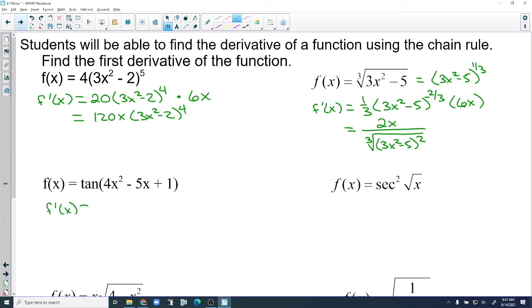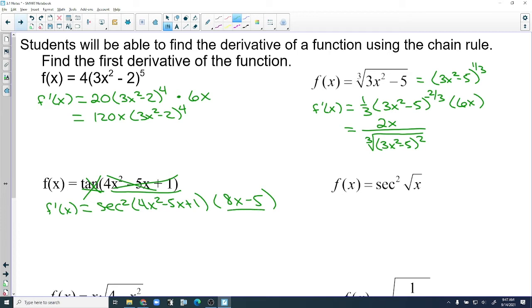F prime of x here is derivative of tangent, which is secant squared of 4x squared minus 5x plus 1. And then times the derivative of the inside, which is 8x minus 5. Now what I would not do: I took the derivative of all of the functions that appear in the original function. So I took the derivative of tangent, I can cross that off my list. I took the derivative of the inside function, I can cross that off my list, and there's nothing else to take the derivative of. And what I don't see very often, but every once in a while, is you'll take the derivative of that and write 8.